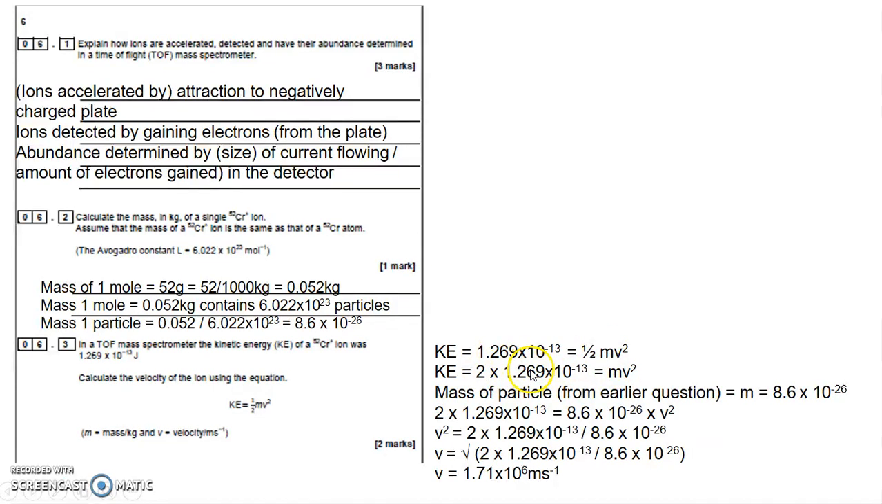So 2 times 1.269 times 10 to the minus 13 equals just mv squared. The mass is the mass of a particle, which I worked out before, 8.6 times 10 to the minus 26. So 2 times 1.269 times 10 to the minus 13 equals 8.6 times 10 to the minus 26 times v squared. Divide 2 times 1.269 times 10 to the minus 13 by 8.6 times 10 to the minus 26. That equals v squared. Square root it, and that's 1.71 times 10 to the power of 6, and it's in meters per second.